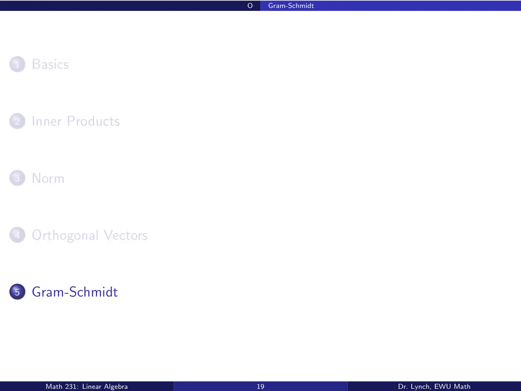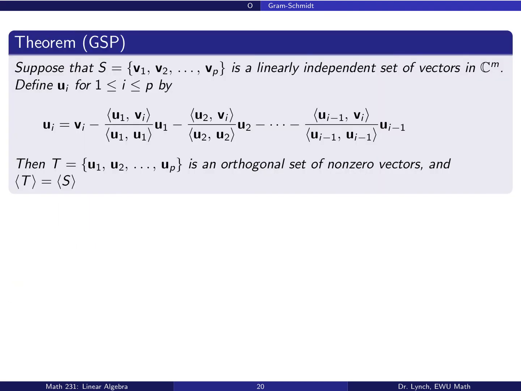Okay, the last thing to talk about is a process called the Gram-Schmidt process. I'll state the theorem first and then show how it's used. The Gram-Schmidt process says that if you have any linearly independent set, here our linearly independent set is S, then defining vectors in a new set called T, our vectors in the set T are these U's, and they're defined in terms of V's and the old U's, then T is orthogonal and the span of T is the same as the span of S.